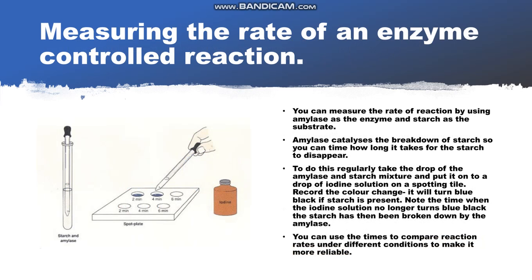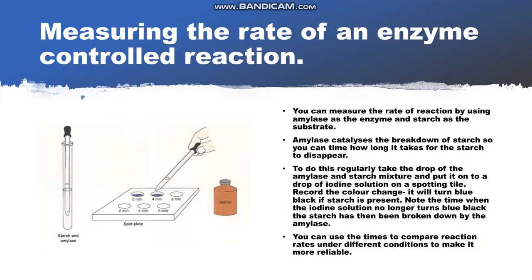So, measuring the rate of reaction in an enzyme controlled reaction. You can measure the rate of reaction by using amylase as the enzyme and starch as the substrate. Amylase catalyzes the breakdown of starch, so you can time how long it takes for the starch to disappear. To do this regularly, take a drop of amylase and starch mixture and put it onto a drop of iodine solution on a spotting tile.